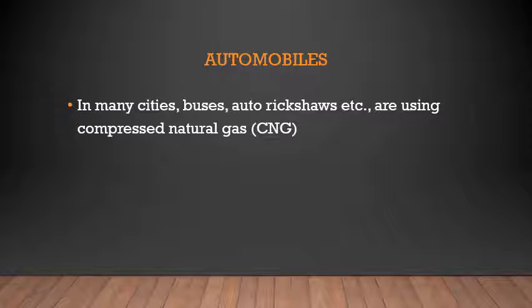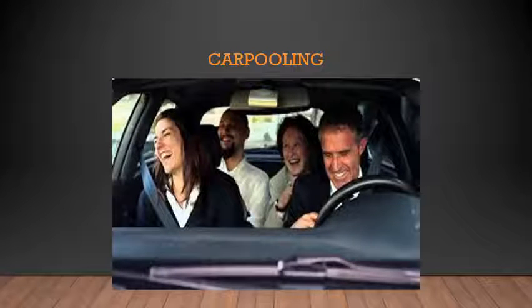Now in many cities, buses, auto rickshaws, etc. are using CNG, that is compressed natural gas, instead of diesel. CNG causes very less pollution. We also have to decrease the use of cars by carpooling or by using the metro rail. What is carpooling? When 4 or 5 people who are going to the same office or visiting the same destination all go by one car. Instead of 4 people going in 4 cars, 4 people can go by one car, which will reduce the use of petrol and diesel.